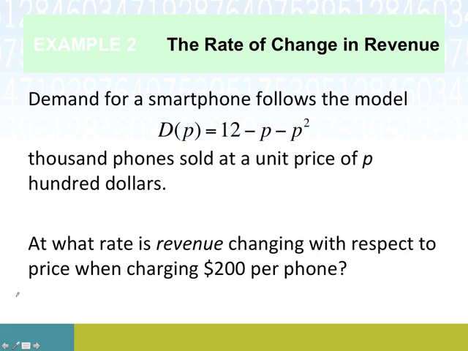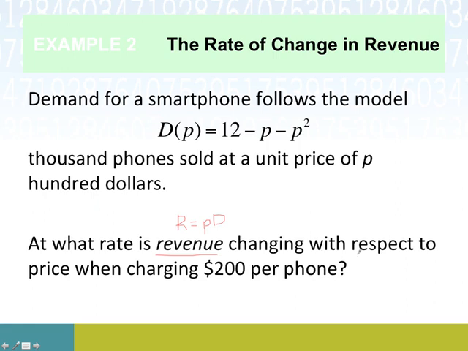Now, I don't have a revenue function just yet, but we can get one. So revenue, if you recall, is going to be built out of component pieces here. And in general, it looks like how much we sell times the unit price. So in this case, we have a unit price of P, and we have a quantity sold of this demand function.